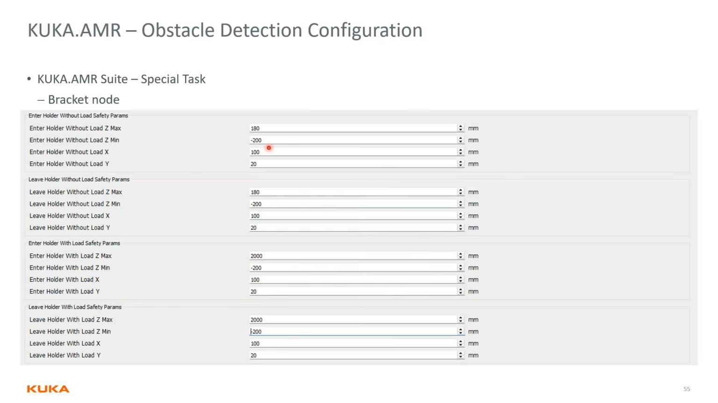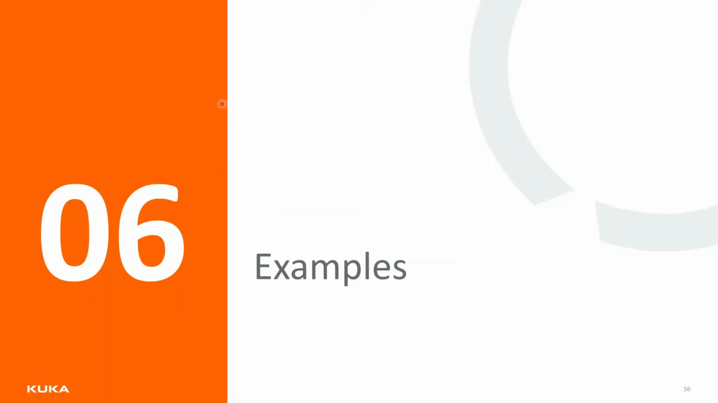And you will know when to change these parameters, because when you send the AMR to go pick up a rack or go into a bracket, it will tell you that it sees it as an obstacle. So immediately you would know to come here and change these parameters. So that's basically it of configuring and implementing a rack.